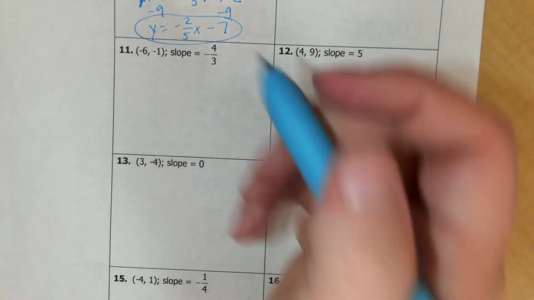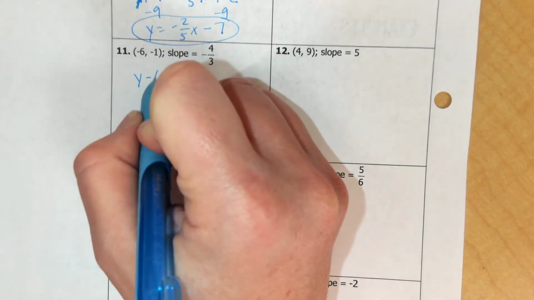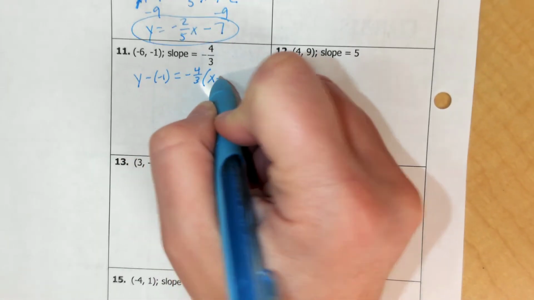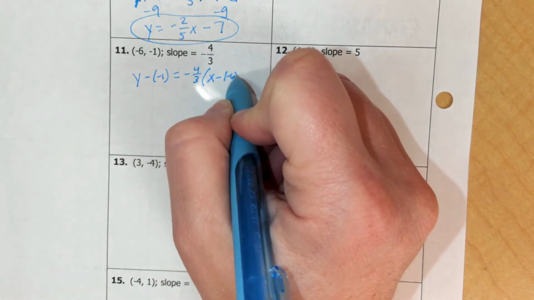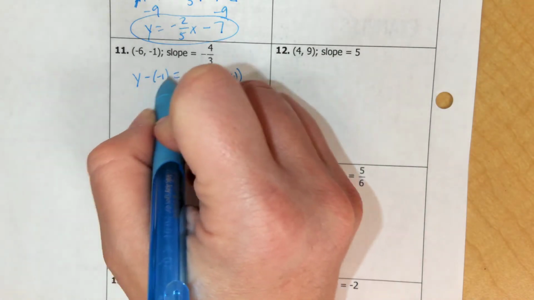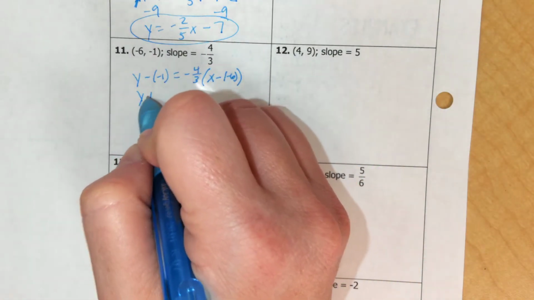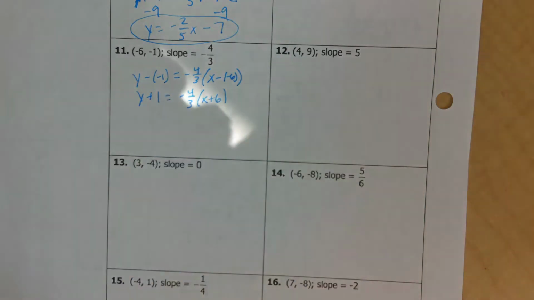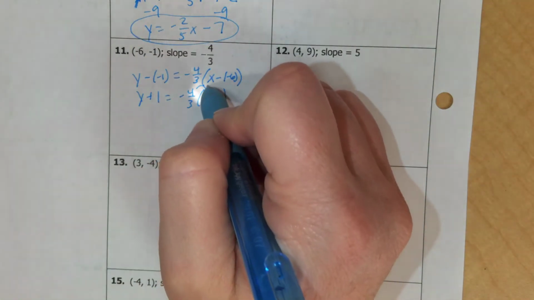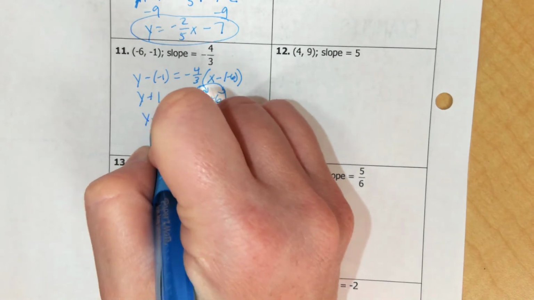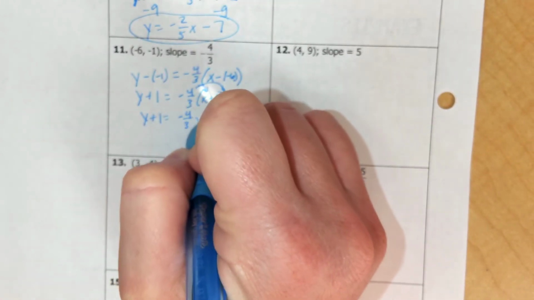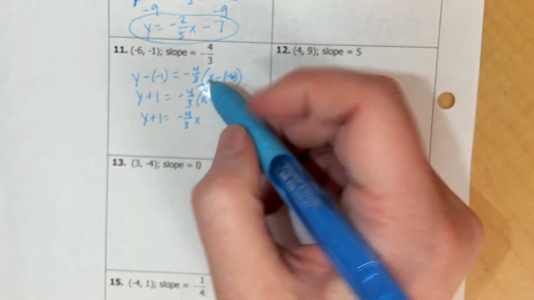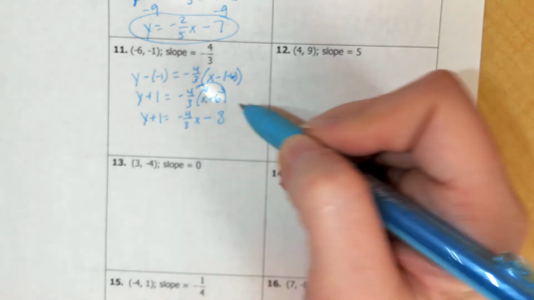Okay, and I'm going to do just a couple more examples. If you look at number 11, we're going to plug this in. Y minus a negative 1 is equal to negative 4/3 multiplied by x minus a negative 6. And I'm going to go ahead and change these minus and negatives over to a plus. Okay, and then I'm going to distribute this negative 4/3. So y plus 1 is equal to negative 4/3 x, and the negative 4/3 times 6 becomes a negative 8.